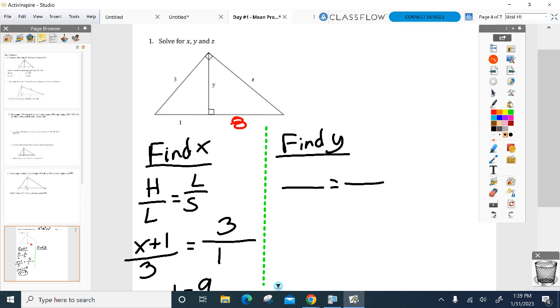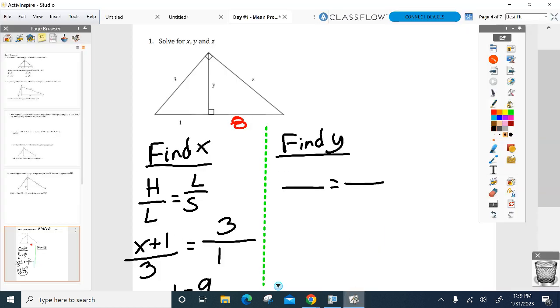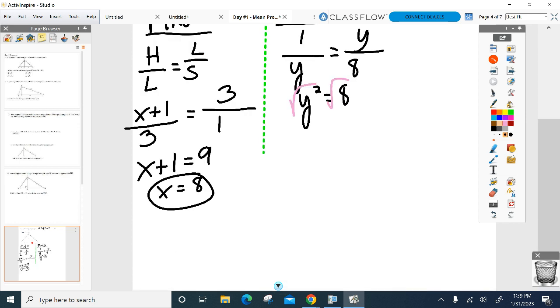Could somebody help me fill in my proportion using SAS now? Here we go. 1, segment. 1. Altitude. Y. Altitude. Y. Segment. 8. Got to be different. Good. Y squared equals 8. Here's the question everybody loves. What class are we in? Darn right, I don't want a decimal. Break it down for me. Simplest radical form, like tonight's homework is going to be. Square root of 8, break that sucker down.